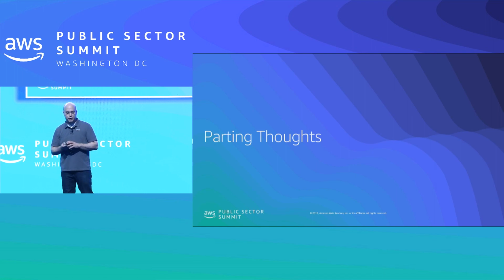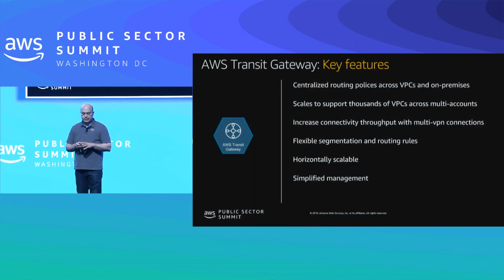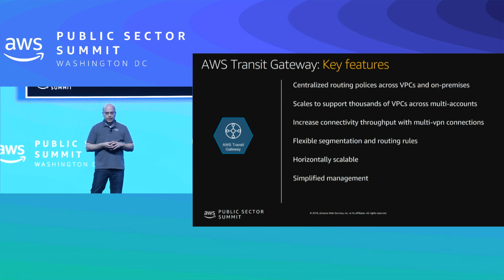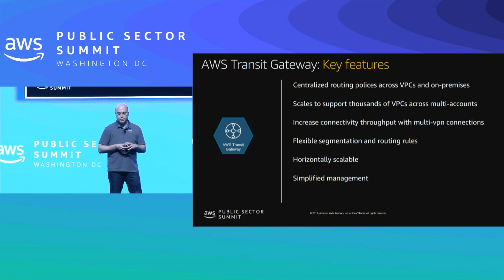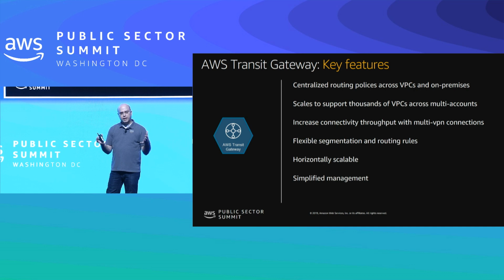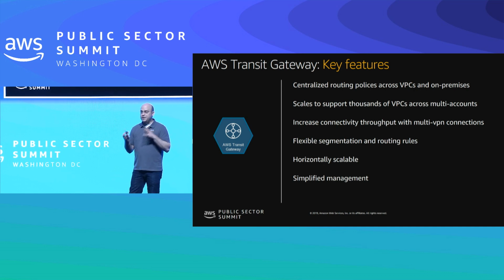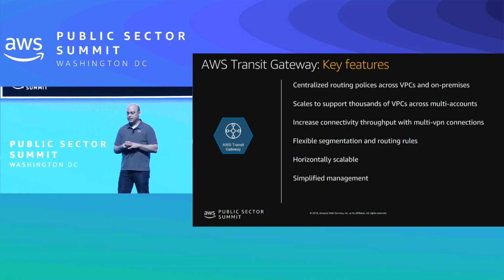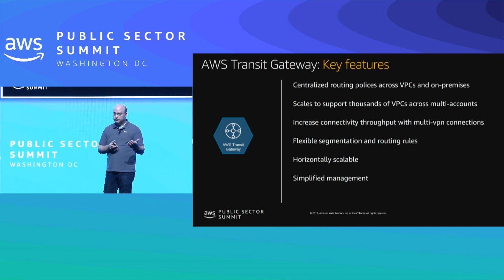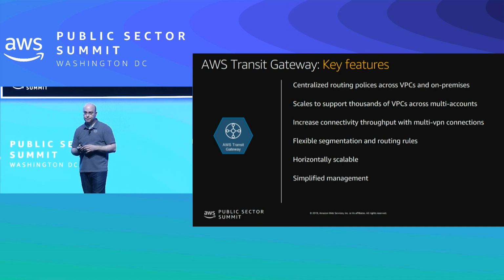Some parting thoughts for you. As I'm wrapping up the session here, things to think about. The TGW provides customers a centralized place to simplify at scale VPC and on-premises connectivity. The TGW provides ECMP for VPN attachment types that allows you to scale your VPN connectivity horizontally. And the TGW provides you robust routing capabilities through the use of route domains.